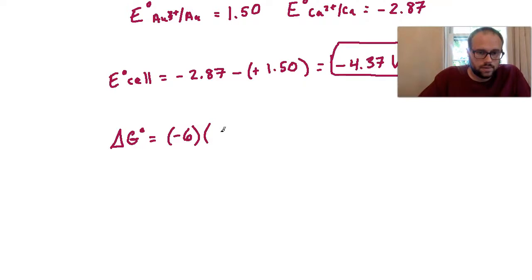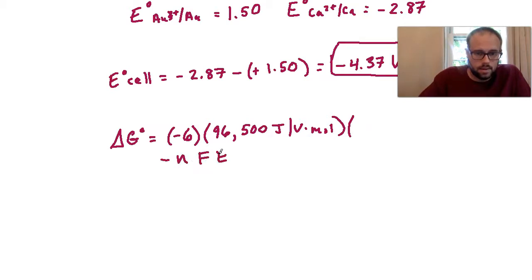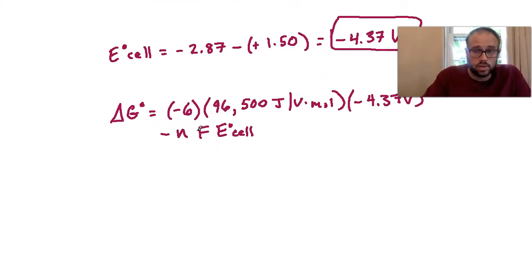Okay, Faraday's constant is Faraday's constant, so that's about 96,500. Okay, the unit on that is joules per volt mole. And then the last thing I need is my E cell, right? Because this is negative NF E cell. And I said that the E cell up there is negative 4.37 volts. Now, if you take a look at this, right, what I have here, okay, the negative times the negative is going to be positive. So I will indeed have a positive delta G, and that makes sense.